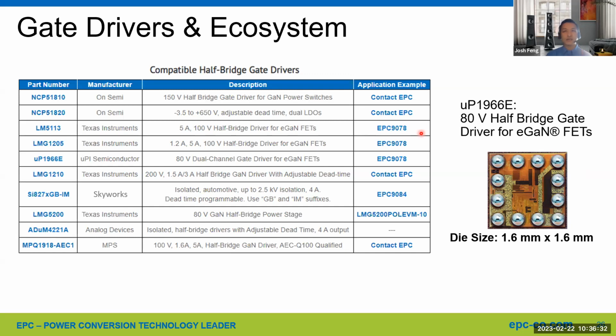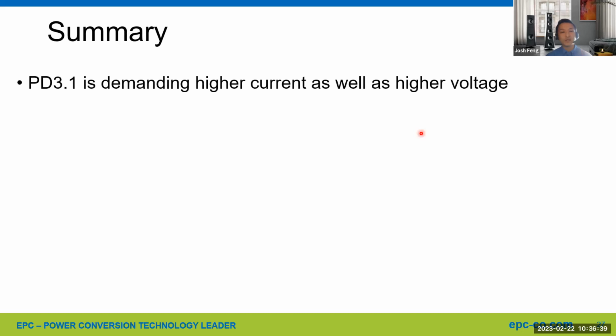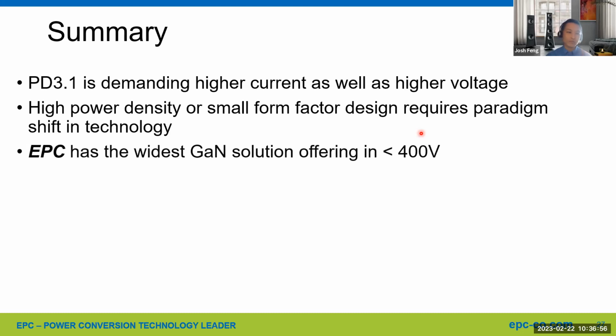All right, that's my last slide, and I will quickly run through the summary. Number one, PD 3.1 is demanding higher current as well as higher voltage, as I mentioned a couple of times. Higher power density and small form factor design really require a paradigm shift in technologies, and I think GaN could be a vehicle to get us there. EPC has the widest GaN solutions offering, especially in the 40 volt to 350 volt space.